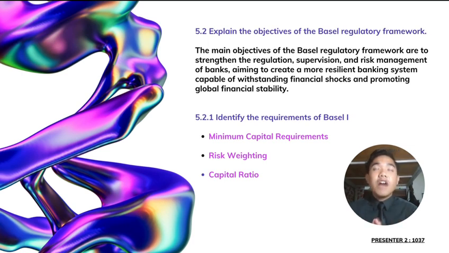For example, government bonds compared with corporate loans, where higher risk assets require more capital. And lastly, capital ratio. Capital ratio means banks must maintain a capital ratio, for example, tier 1 and tier 2 capital of at least 8% of risk-weighted assets.